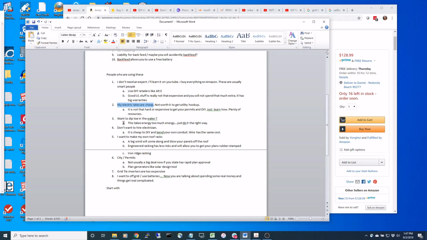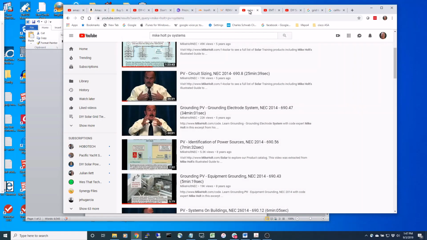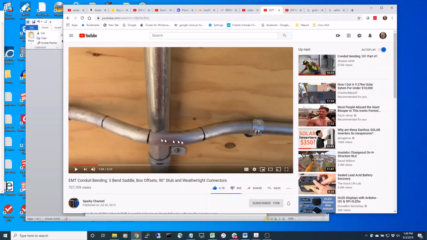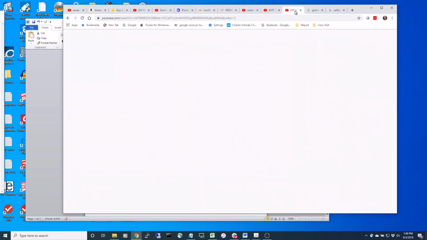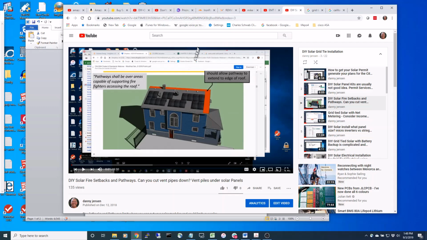And some people are saying, well, I just want to dip my toe in the water. I think long term, you want a system that lasts several years, and you're just going to have to do it the right way, which is the NEC way. Some say, I don't want to hire an electrician, that'll cost a lot of money. I agree, I don't think it's worth it to hire an electrician, but there are so many resources out there to figure out what the NEC rules are and how to bend conduit. It's not expensive to buy a conduit bender, and conduit is about 10 bucks for a 10-foot piece. It's not a lot of money, and it's worth knowing how to do it right.